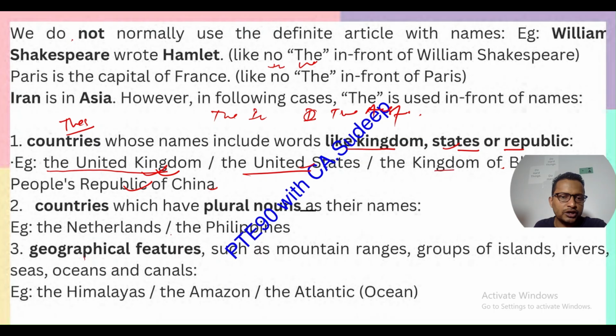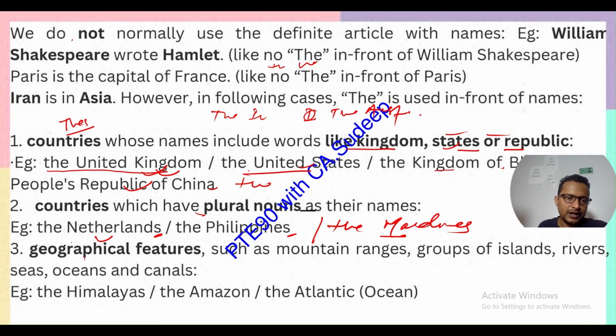And then for those countries which have plural nouns, for example, the Netherlands, see, this is a plural name, right? The Philippines, and another example is the Maldives. We are not saying only Maldives, the Maldives. Like here, the United States, right? You are not saying the Australia because the name does not come with states or republic, right?